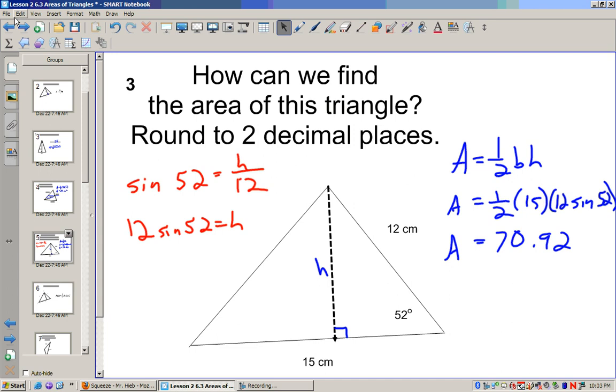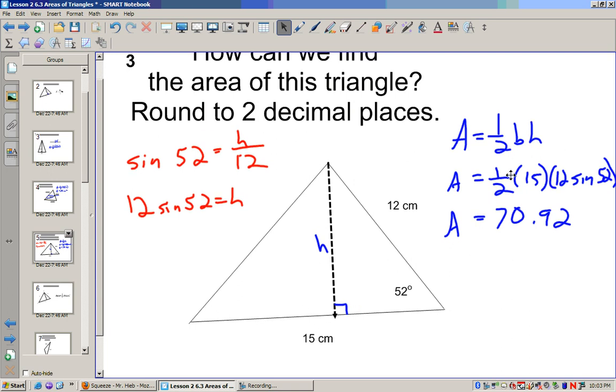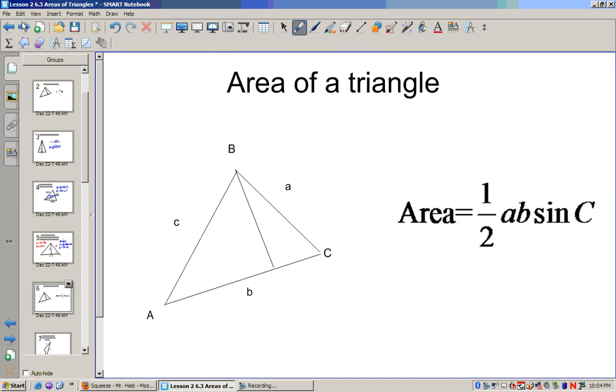All right. Now, if we wanted to figure out how to do this without going through this whole process every time, we could call these two A and B, and this is the angle in between, which would be C. So that would be little a, that would be B. So it would be 1/2 A times B times the sine of C, which is our next formula. Area equals 1/2 AB sine C.